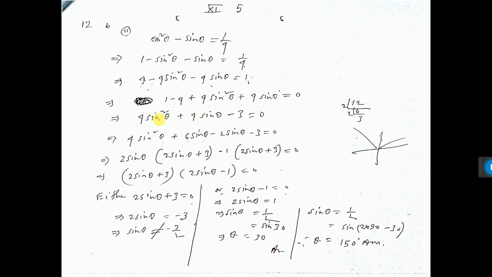Then simplify. You see 4 threes are 12. So 12 means 6 and 2. 6 twos are 12. So 6 minus 2, 6 sin theta minus 2 sin theta is 4 sin theta. From here you take 2 sin theta, from here you take minus 1 common. So 2 sin theta minus 1 is there. Now you do either or. Either this equal to 0 or this equal to 0. Now see here sin theta equal to minus 3 by 2.